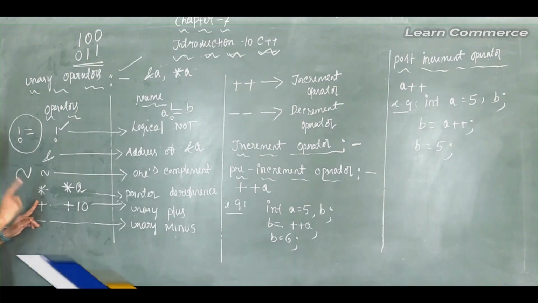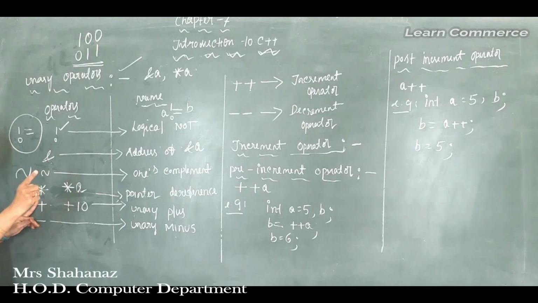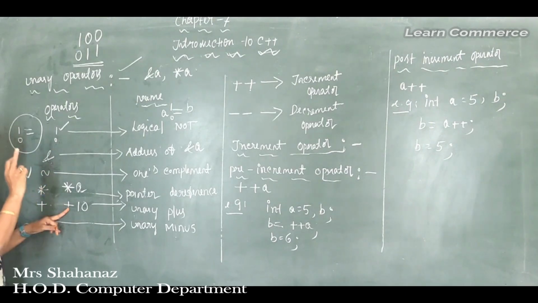And why are we using such a unary plus here? To represent the positive, signed positive operand. The sign may hold plus or minus, but the unary plus holds the plus only. So it is a signed positive operand. So this is about unary plus.